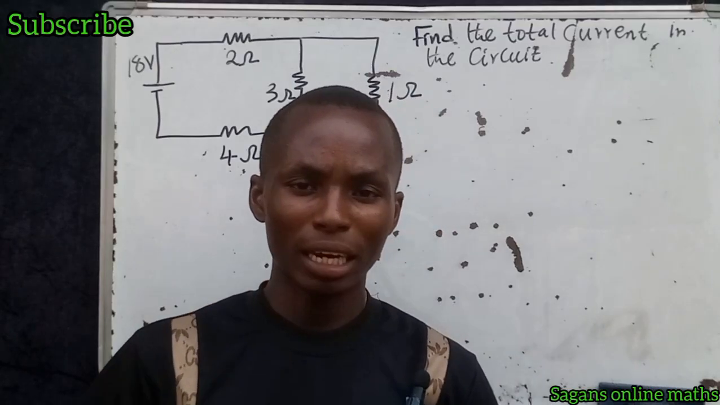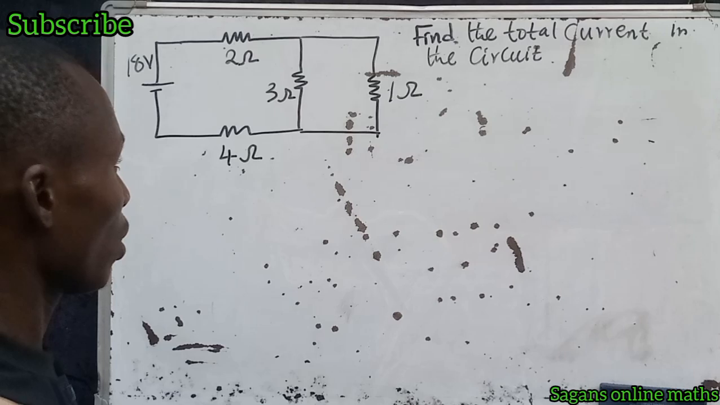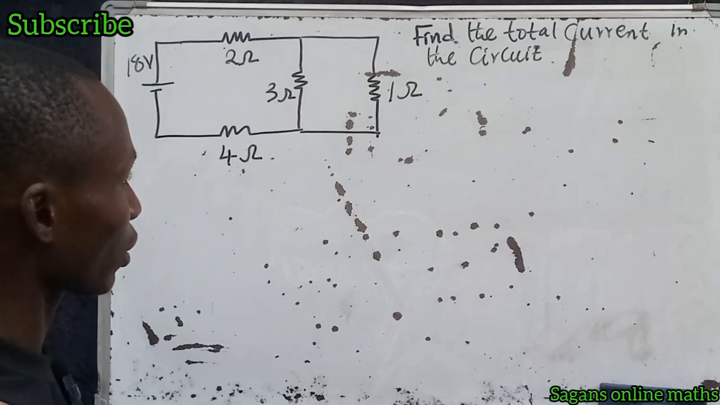Let's solve this question together. Now look at the beautiful diagram on the board. It's a circuit. Okay, we are asked to find the total current in the circuit.